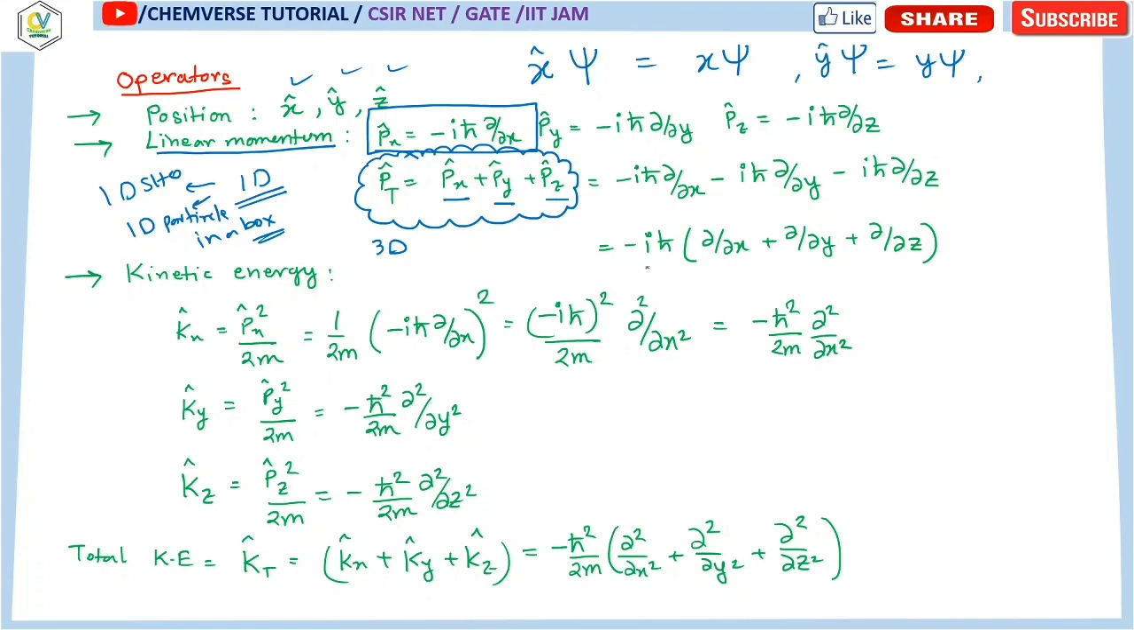The linear momentum components px, py and pz will be summed up to form the 3D operator for the linear momentum. Clear? This is the expression for that.